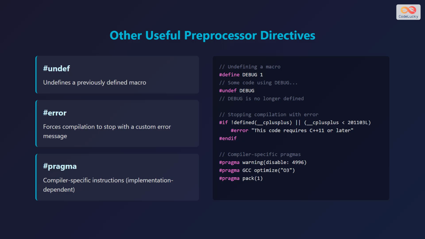Let's quickly cover a few other useful preprocessor directives. #undef undefines a previously defined macro. This can be helpful to ensure that a macro is no longer in effect. #error forces the compilation to stop with a custom error message. This can be useful to prevent compilation if certain conditions aren't met, for example, if the C++ version is too old. #pragma is a compiler-specific instruction, which means that it is implementation-dependent. This can be used to disable warnings or enable optimizations.